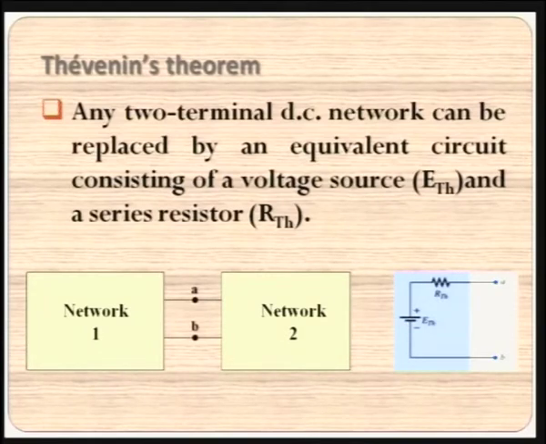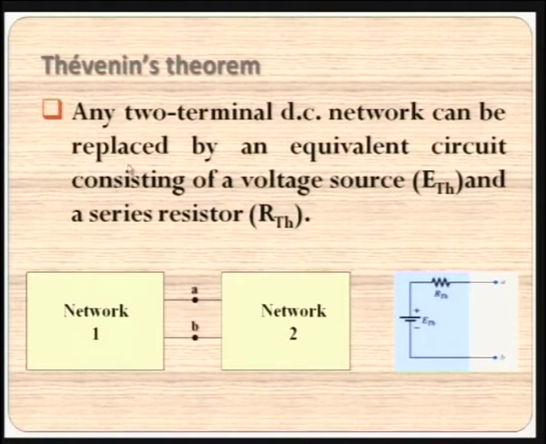Any two-terminal DC network can be replaced by an equivalent circuit consisting of a voltage source, which is represented as ETH, and a series resistor, represented as RTH. Here the suffix TH means Thevenin. So, the Thevenin voltage and the Thevenin resistor. That is the meaning of ETH and RTH.